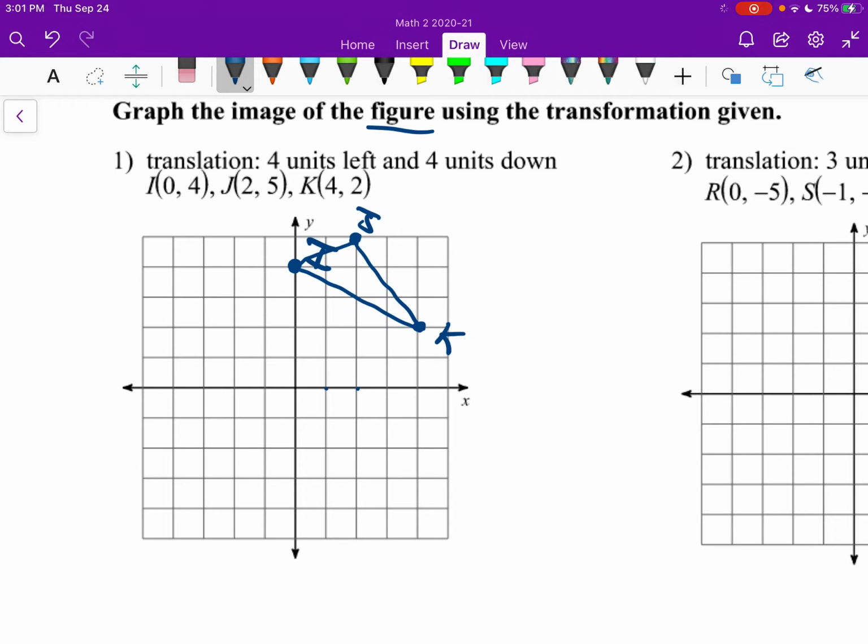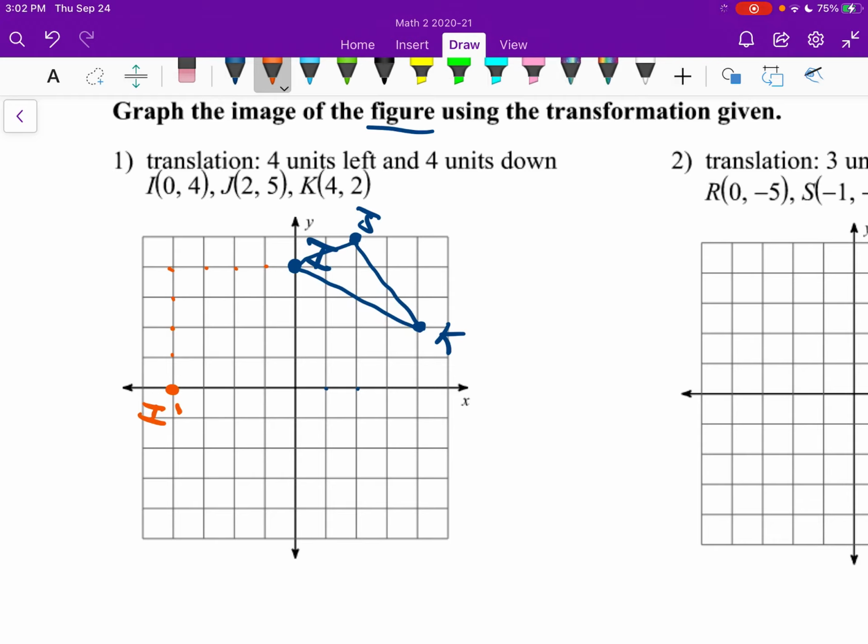Now, I think the easier way to do this, that might take more time, is to graph it first, and then we just count over. We're going to find a different way to do it in a minute, but this is the way we're going to start off doing it. So I'm going to take I, and I'm going to count 4 units left, 1, 2, 3, 4, and 4 units down, 1, 2, 3, 4. And here I have I prime. The new point has a prime after it, and the prime is that little tally mark.